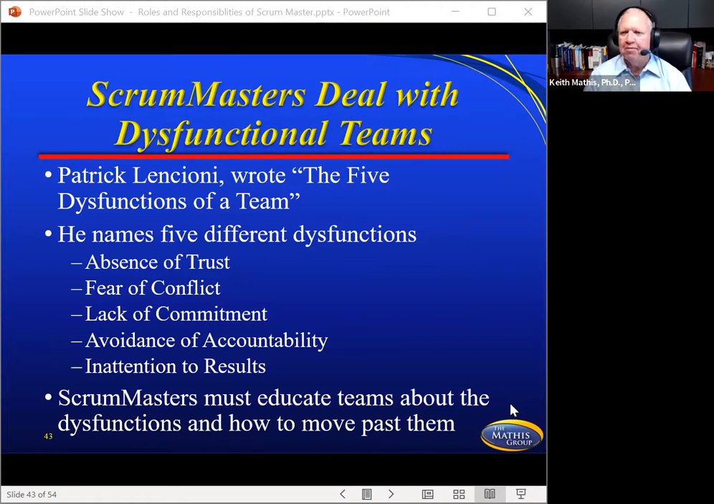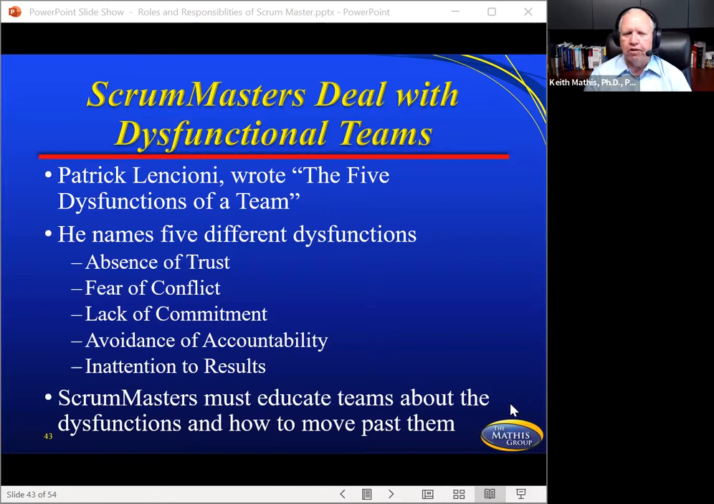They're trying to mess things up. I mean, if you're in that organization, you know what I'm talking about. They distrust anything. Fear of conflict. I don't want any conflict. And so, we try to walk down the middle and keep all conflict from happening. And nobody wants conflict. Lack of commitment, avoidance of accountability, inattention to results.